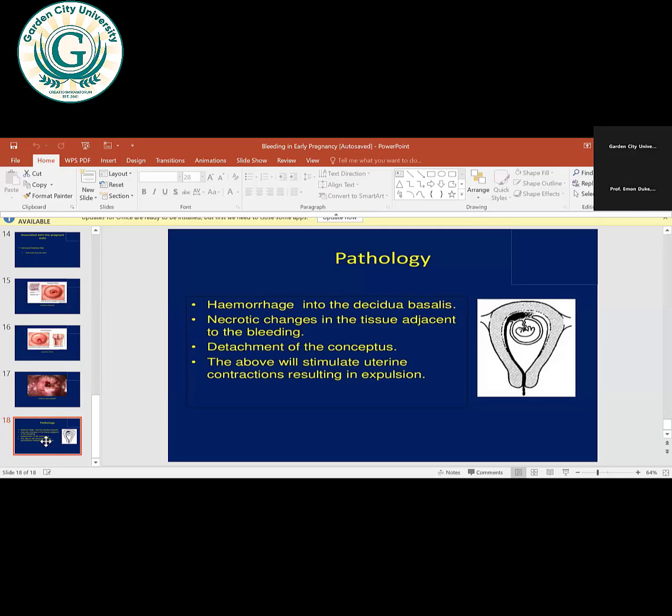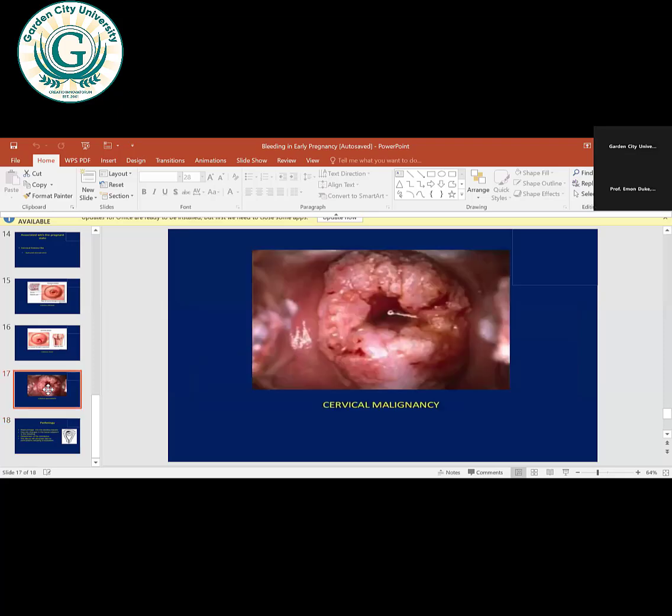But when it is associated with pregnancy, like the malignancy here, what is affected is the cervix because of malignancy, not because of the pregnancy. The bleeding is coming from the cervix because of the malignancy, not because of the pregnancy.